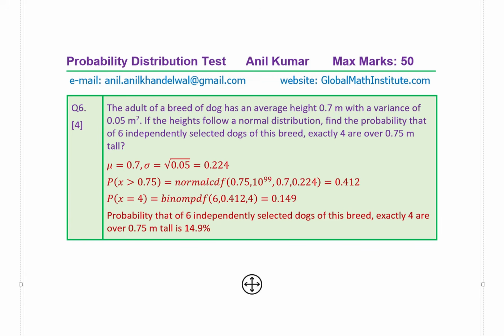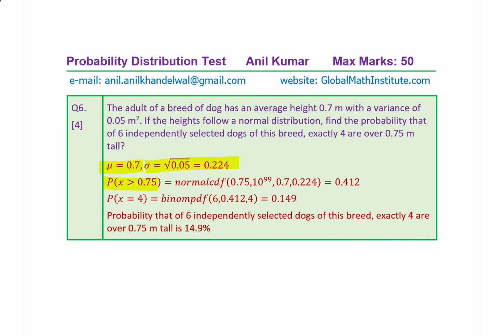Question number 6. The adult of a breed of dog has an average height of 0.7 meters with a variance of 0.05 meters square. If the height follows a normal distribution, find the probability that of 6 independently selected dogs of this breed, exactly 4 are over 0.75 meters tall. So, well, we are given the variance this time. So to find the standard deviation, we'll do square root of that. So we get 0.224. Mean is given to us as 0.7.